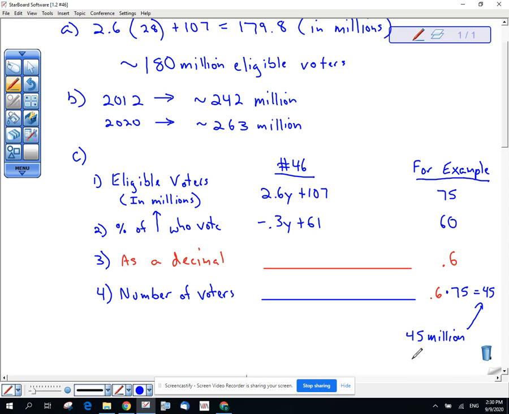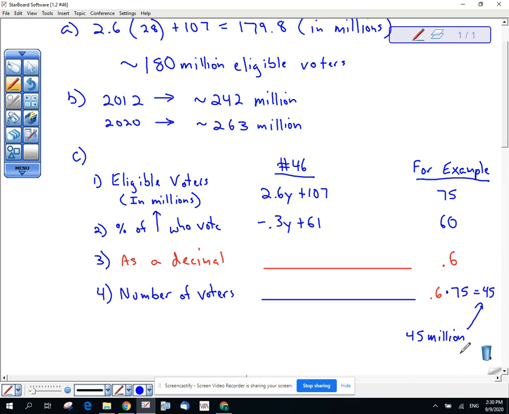Those are the two expressions that were being given for this number 46. But if it were a population that has an eligible voter population of 75 million and 60% vote, what you would do is change 60 to decimal, 0.6, and then multiply those numbers. 0.6 times 75 would be 45. That means 45 million people actually voted. Let me just say that once again. If you have 75 million eligible voters and 60% of them actually vote, you would take 0.6 times 75 and get 45. 45 million people actually voted.